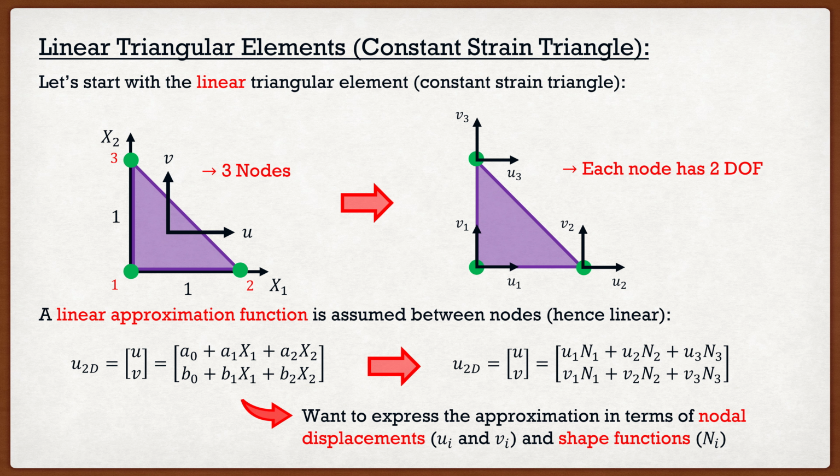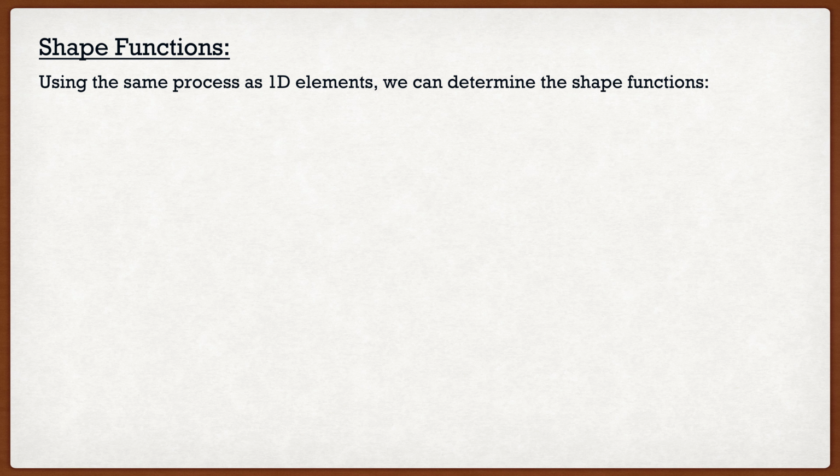So if we look at this approximation function, we have our nodal displacements, which is something that we're trying to solve for, and our shape functions. So we're actually going to need to figure out what those shape functions are before we can proceed to finding those nodal displacements. So the question becomes, how do we determine those shape functions? Well, it's actually rather simple. We're going to use the exact same process we used for those one-dimensional bar or truss elements.